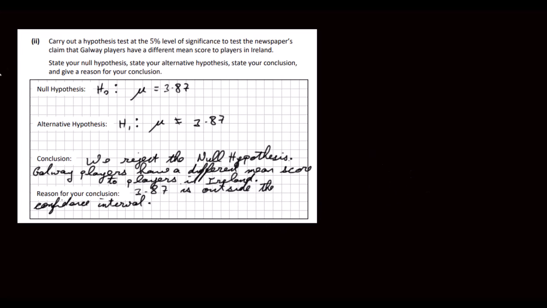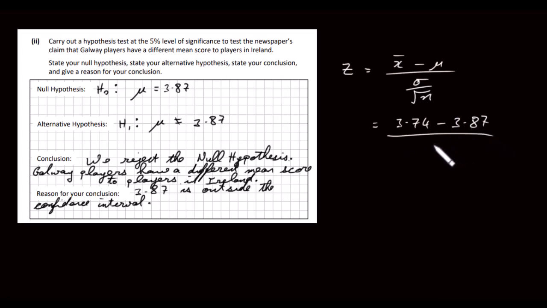Now one thing you could do here as well, they don't really ask for it, they only give you these 4 headings, so presumably this is all they want. You could work out the test statistic here, Z, which is going to be x bar minus mu over sigma over root n. So the x bar was 3.74 and mu is 3.87, divided by sigma, which is 0.36, and the square root of 64 here. When you do that you get minus 2.89.